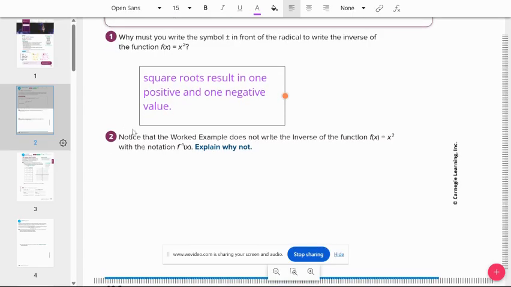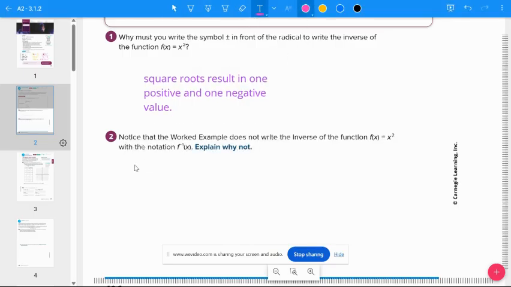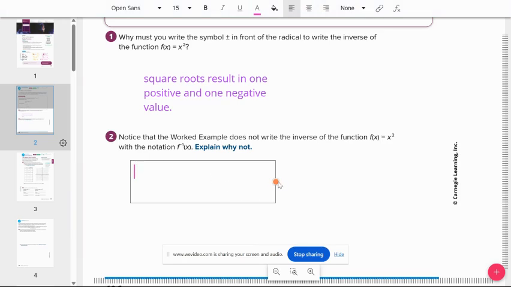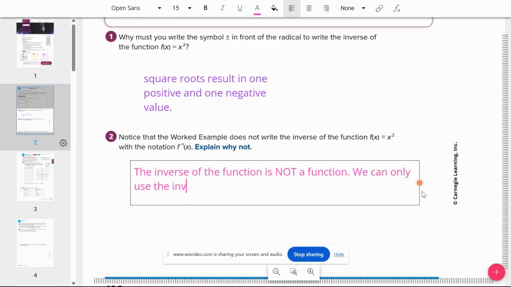Notice that in the worked example, it does not write the inverse of the function f of x equals x squared with the notation f minus 1 of x. Explain why not. Well, it's because the inverse of the function is actually not a function. We can only use the inverse notation when the inverse is a function.